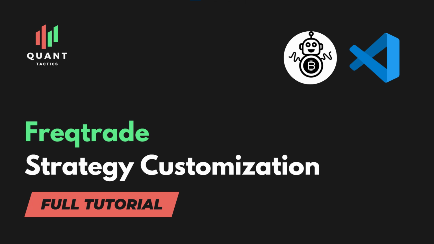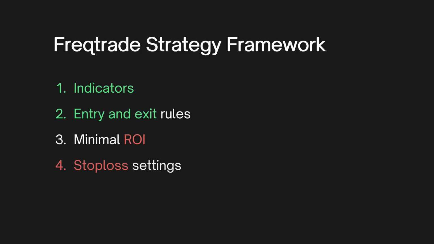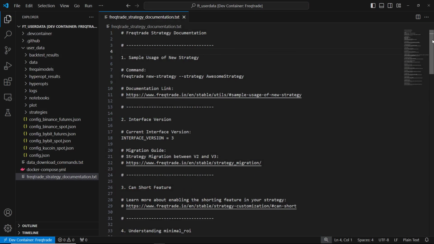Hello and welcome back. In this lesson, we will explore how to develop trading strategies with Freqtrade. Our main focus will be on the strategy framework, which is the heart of your trading bot's decision-making process. You will learn about the key parts that make up a strategy, including indicators, entry and exit rules, minimal ROI, stop-loss settings, and other important configurations. By the end of this session, you will have a strong foundation for building and customizing your own trading strategies in Freqtrade. Let's start by understanding the basics of the Freqtrade strategy file.